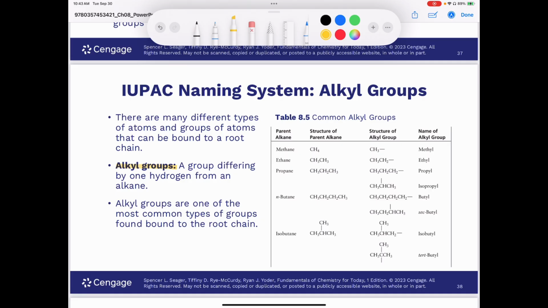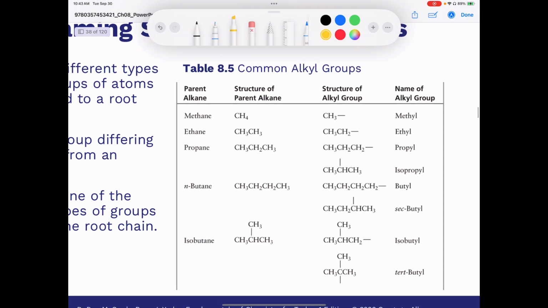Okay, so you guys remember methane from a couple slides ago? Well, if you remove one hydrogen, then we call it methyl. So that's a methyl group. If you remember ethane, which was CH3CH3, if you remove a hydrogen, then you have what's called an ethyl group. If you take propane and remove a hydrogen from the end, we call that a propyl group. But if you remove a hydrogen from the middle, then you get what's called an isopropyl group, like this.